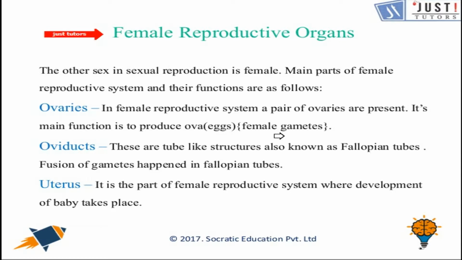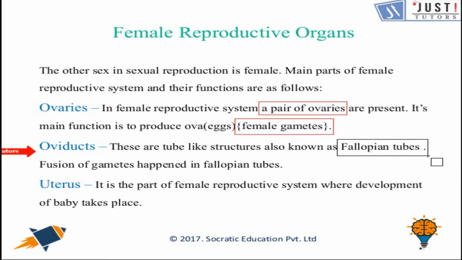The first is ovaries. In the female reproductive system, there is a pair of ovaries, just as testes in males. Their main function is to produce eggs, and these eggs are also called female gametes. The next is oviducts. These are tube-like structures, also known as fallopian tubes. So we have another important keyword, fallopian tube. Fusion of gametes happens in the fallopian tube.